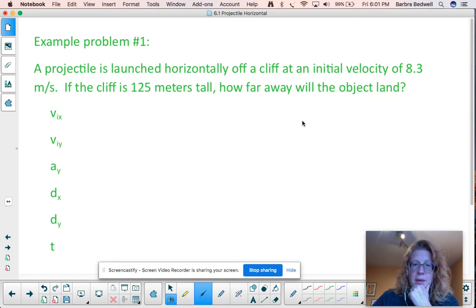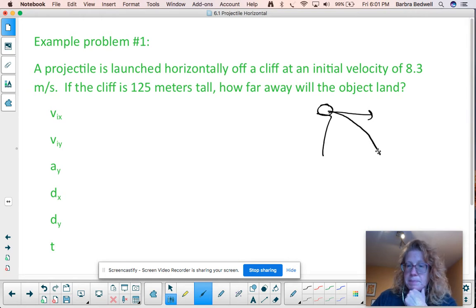So I've got my little cliff over here. I've got my rock up on top. It's going to be launched horizontally, so it's going to be going that direction, horizontal speed to it. But its path is going to be that sort of parabola kind of shape to it. Again, it's a little awkward for me to draw like this, but it'll work.